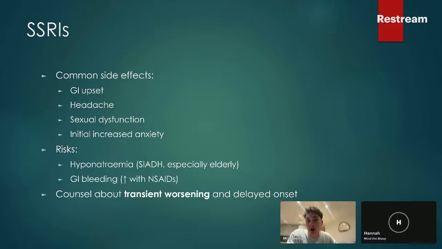In terms of risks to look out for, hyponatremia, especially in the elderly, as well as a risk of GI bleeding, which is increased if they are also taking NSAIDs. Another thing to look out for would be what we call serotonin syndrome. This is when the patient can become agitated or confused, they can become hypothermic, they can be tachycardic, they can have clonus or muscle rigidity. And if necessary, they may need to go to A&E to get some IV fluids, possibly sedation, and in severe cases, temperature control, and possibly an admission to ICU.